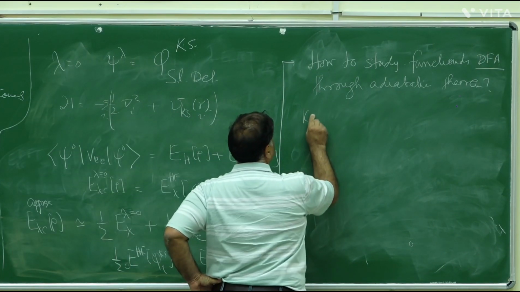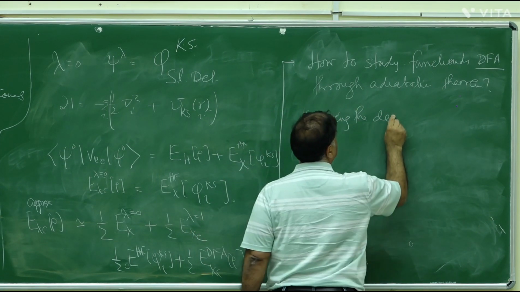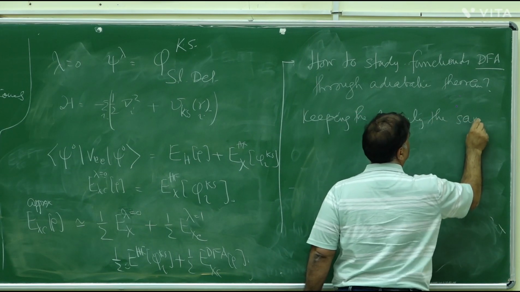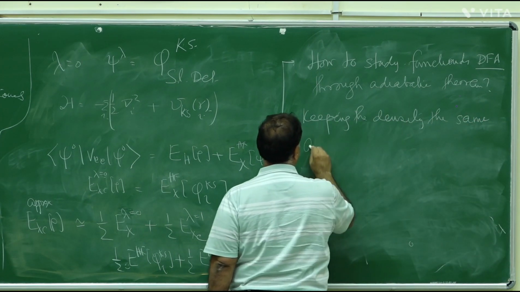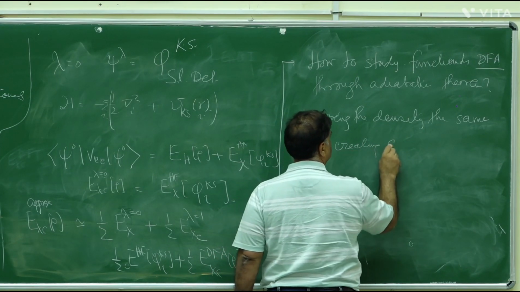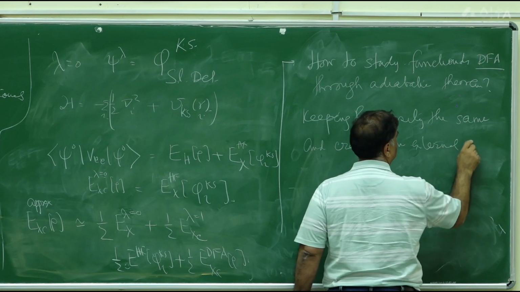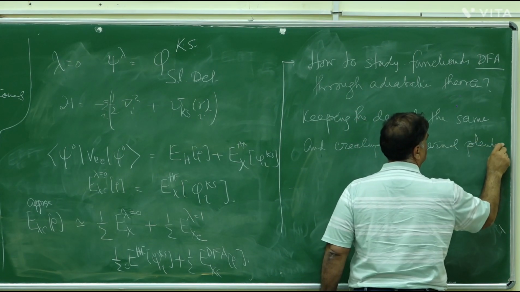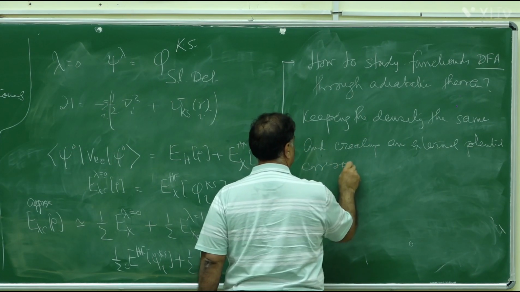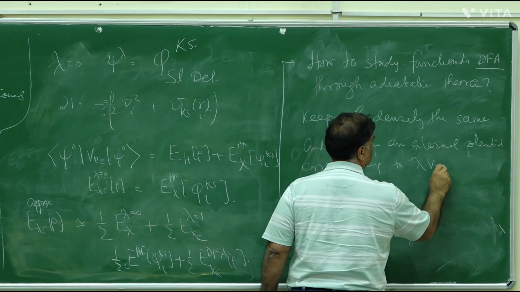keep the density the same, and create an external potential corresponding to lambda VEE.